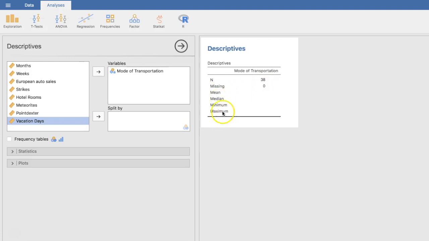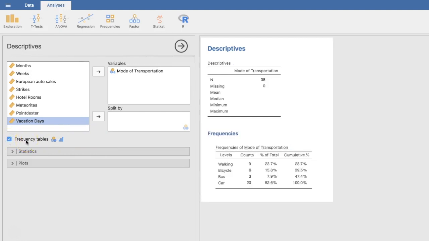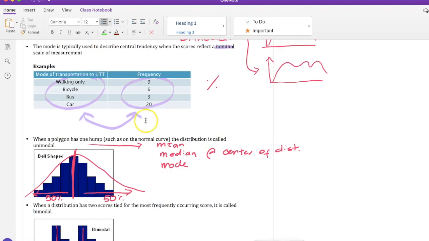There's no mean, median, or minimum because it cannot calculate it. It's a nominal variable. So what I have to do is check here where it says frequency tables. So here it's telling me that frequency tables only works for nominal or ordinal variables. And it also gives me the percentages if I wanted that.